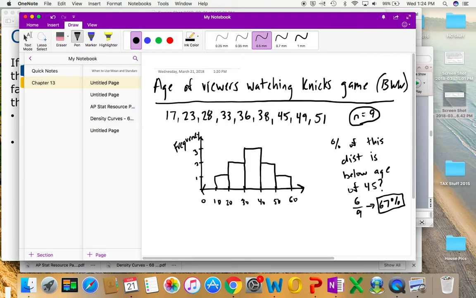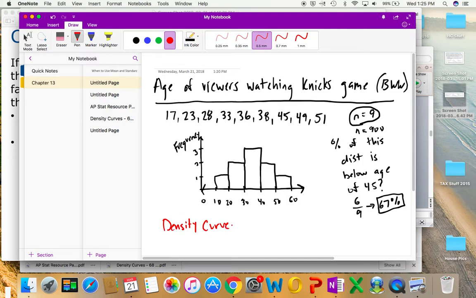But let's say there were 900 people, or I wanted to look at 12 different branches of Buffalo Wild Wings over a span of 17 Knicks games, and now my sample size has increased from 9 to 900. It'd be very tedious to make a histogram with all these bars and counting up all these numbers. It'd be a headache, right? So what do we do? We can make an estimate of what that histogram would look like based on that distribution's density curve. And that's what a density curve is. It's an estimate.